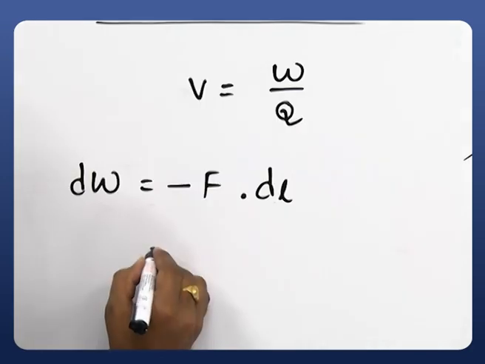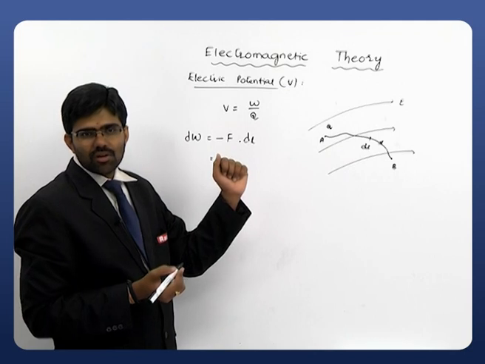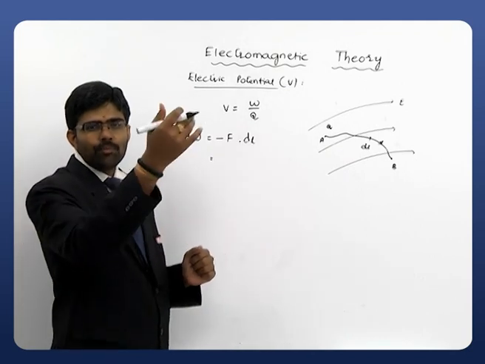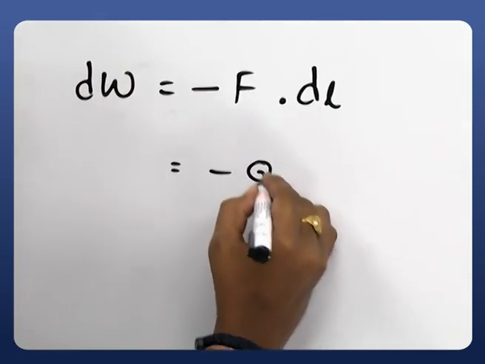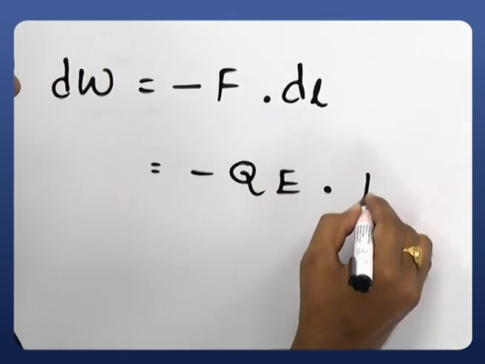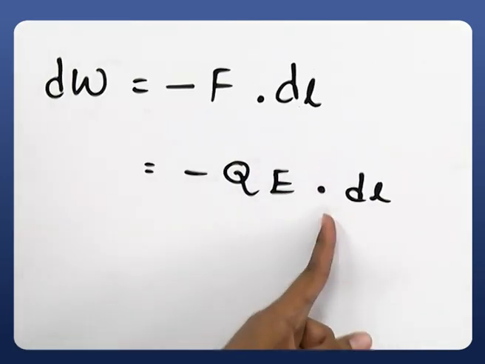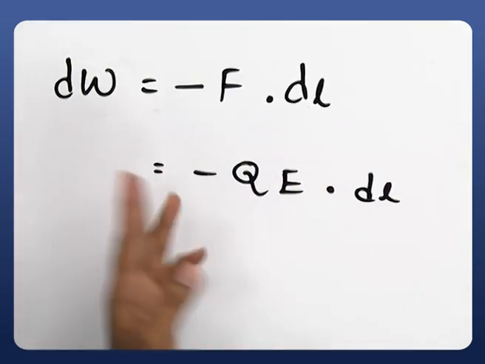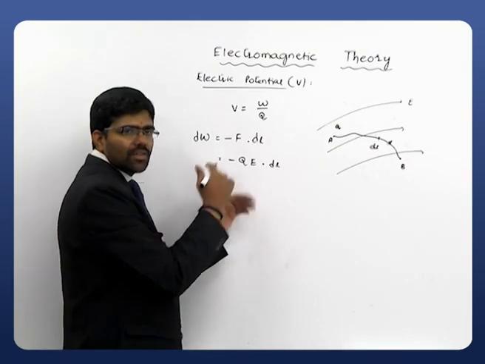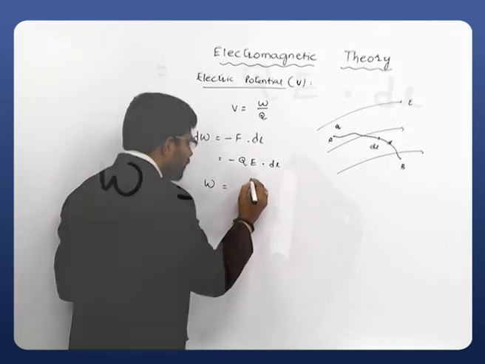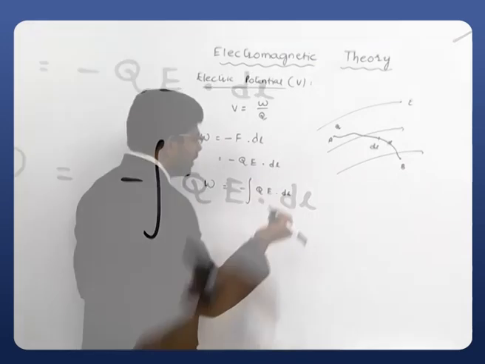Now if you modify this equation by replacing F with qE, since we already know the electric field intensity is equal to force per charge, it becomes minus qE dot dl. We can replace that since E is a vector quantity, a dot product is applicable here, right? Now what we want is the total work done. The total work done is nothing but the integration of this particular quantity, so integral of minus qE dot dl.